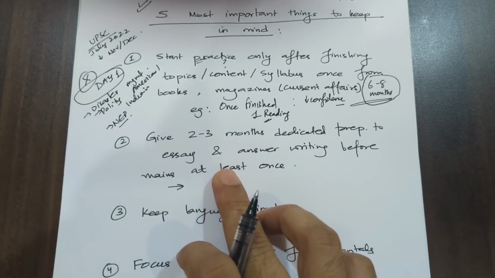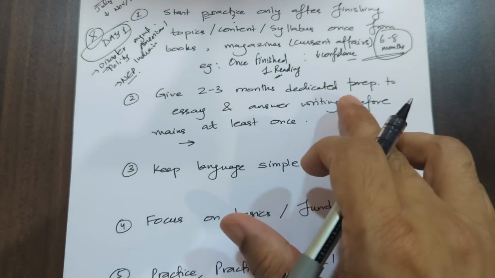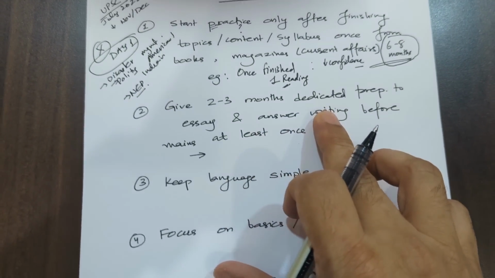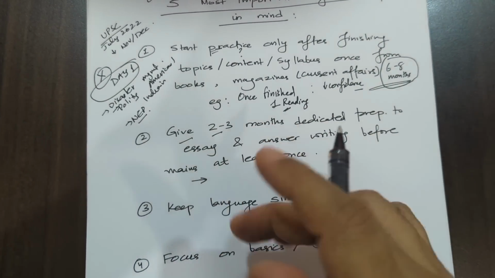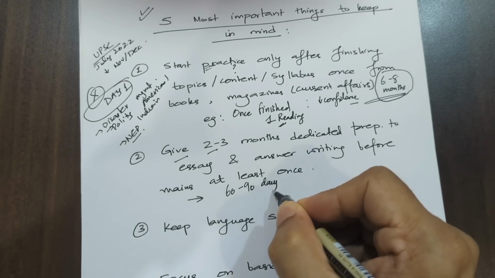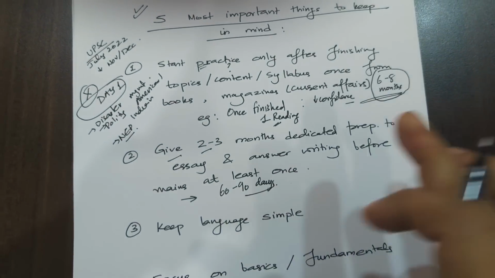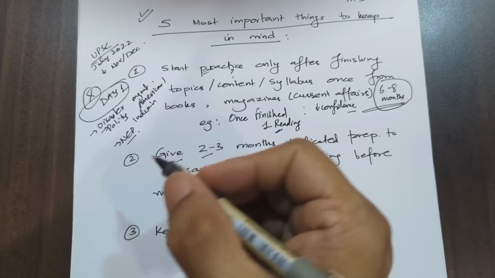Now let us move into the second point, which is give 2-3 months of dedicated preparation to essay and answer writing before mains at least once. What this means is that you should at least provide yourself a good 60 to 90 days when you are focusing on answer writing on a day-to-day basis. And how to do that? And when to do that?